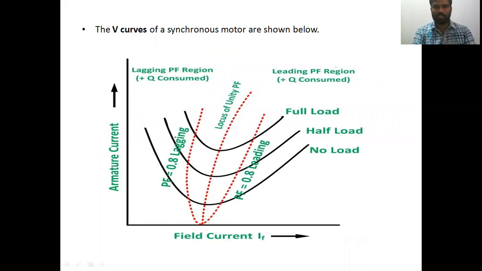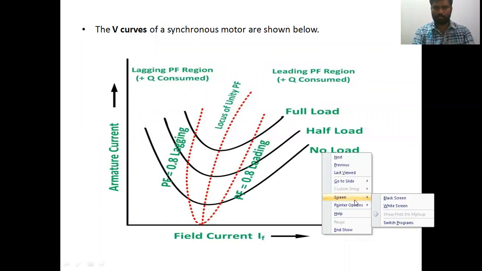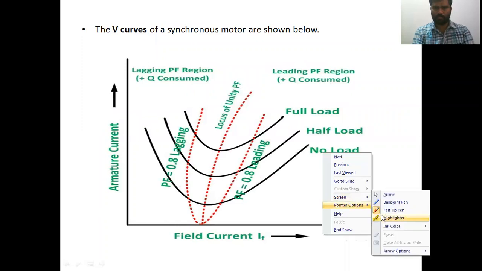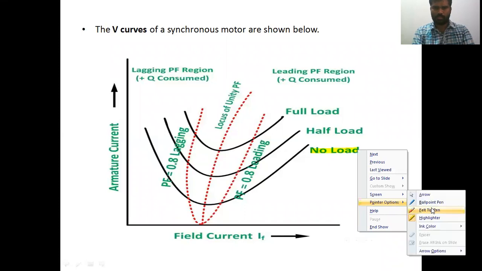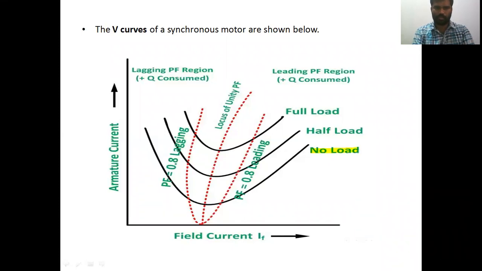Look at this curve. It is charted from no load test. So initially, the first curve, the bottom curve, is drawn for no load condition. At this condition, look at the value of current before the increment of field current. So when there is an increase in field current, the armature current was at lagging.